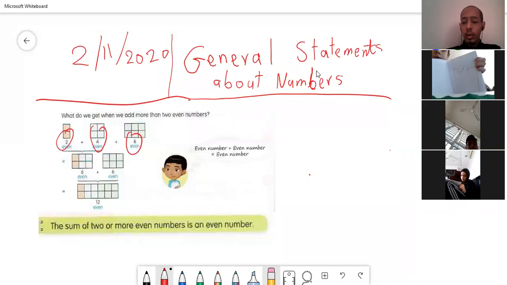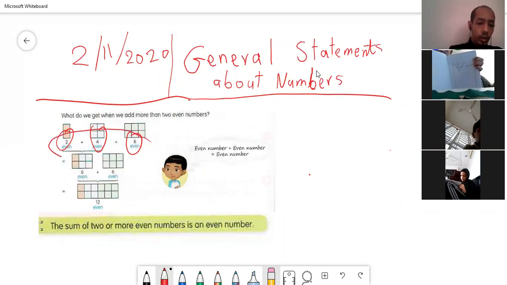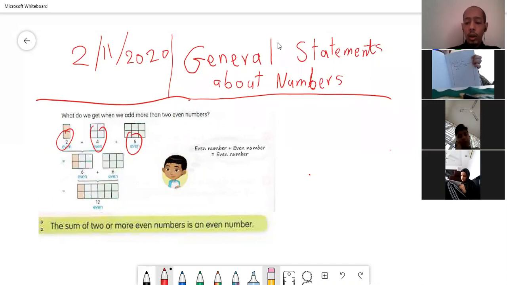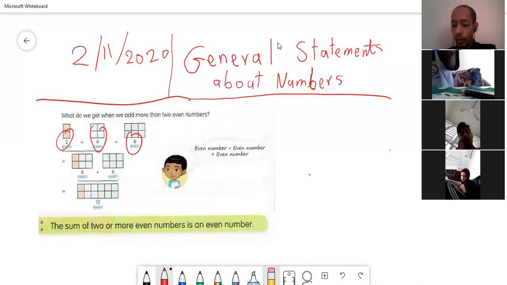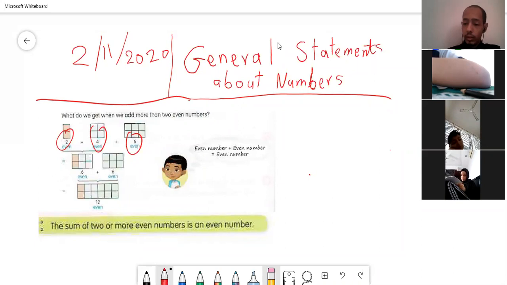Okay, Suhaib, the 2, 4, and 6 are all even numbers, okay? Then whenever you add them, you also will get an even number in the answer, okay?